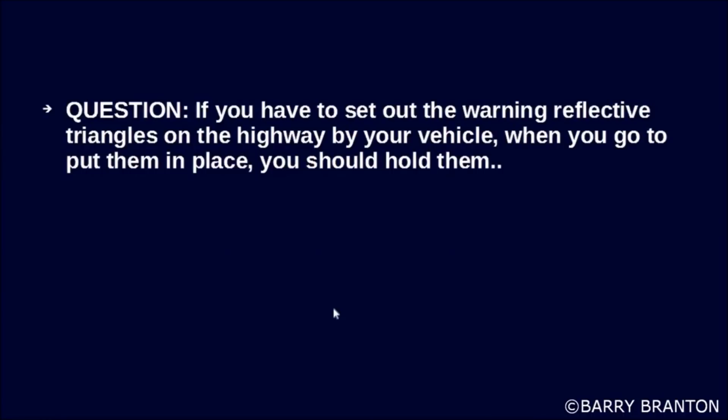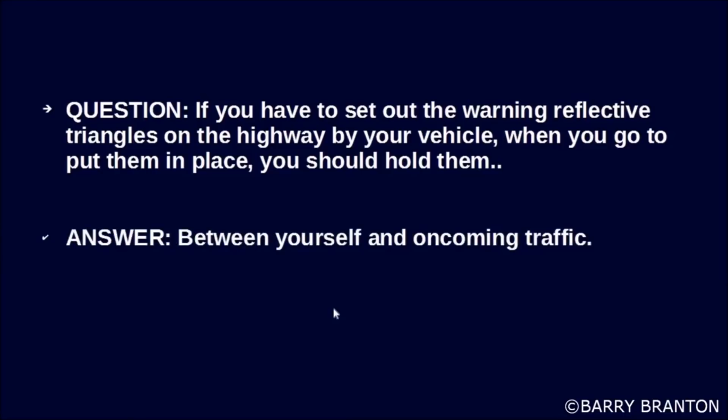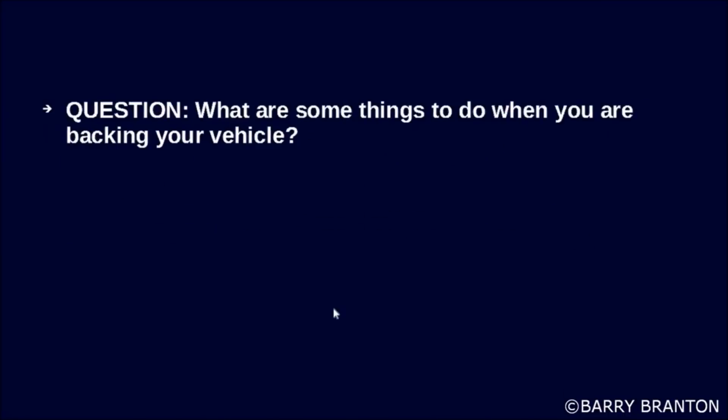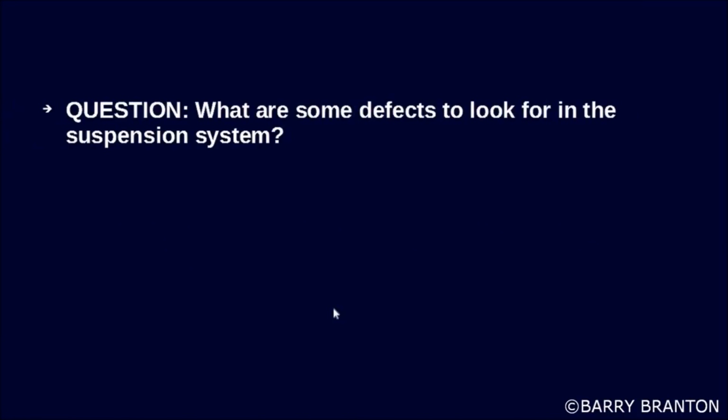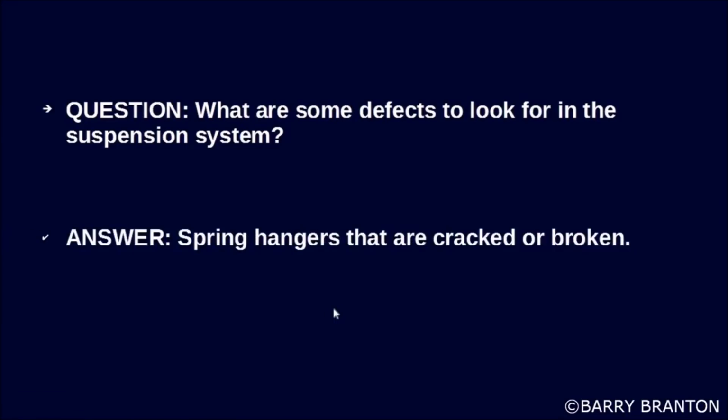If you have to set out warning reflective triangles on the highway by your vehicle, when you go to put them in place, you should hold them between yourself and oncoming traffic. What are some things to do when you are backing your vehicle? Look at your path, back slowly, and back straight back. What are some defects to look for in the suspension system? Spring hangers that are cracked or broken.